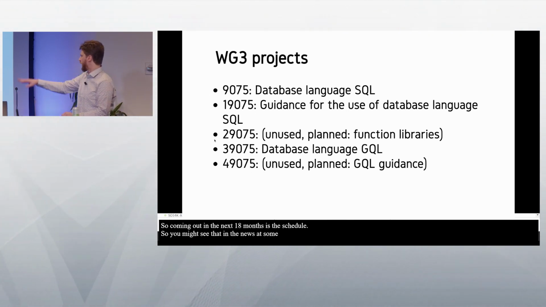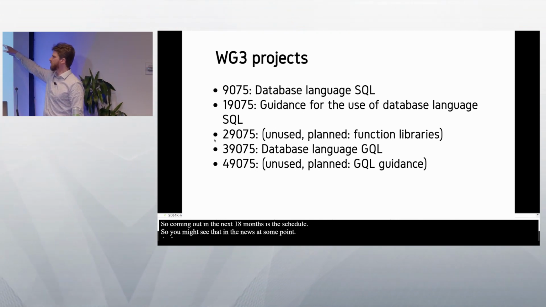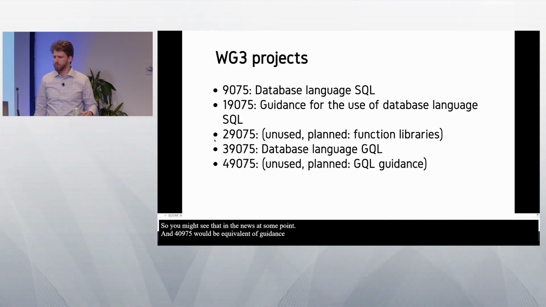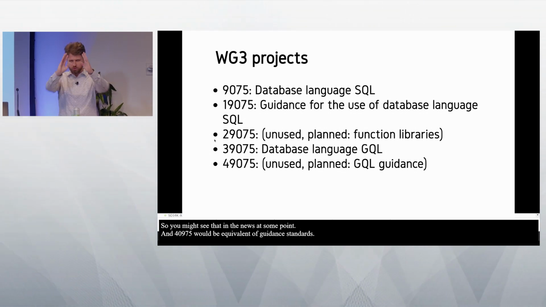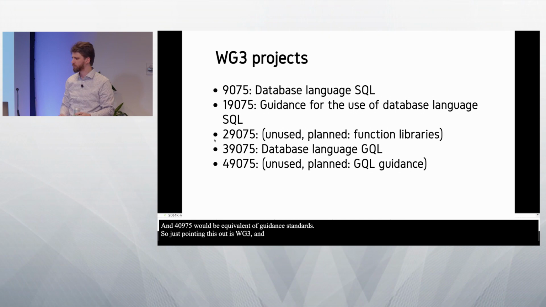And then 49075 would be the equivalent of these guidance standards but for GQL, so that's a reserved number. I'm just pointing this out: WG3 is not only working on SQL all the time. There's a couple other things going on on the side too.